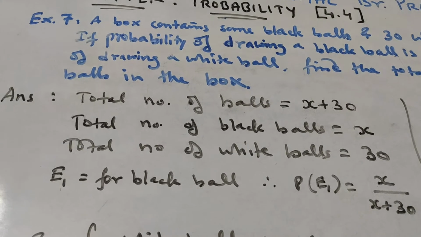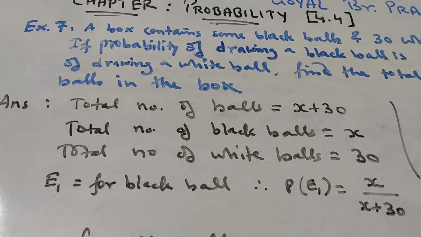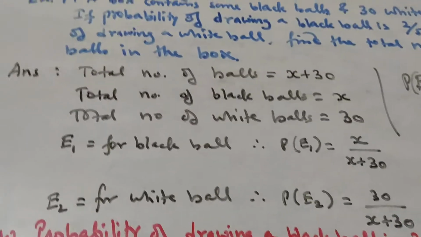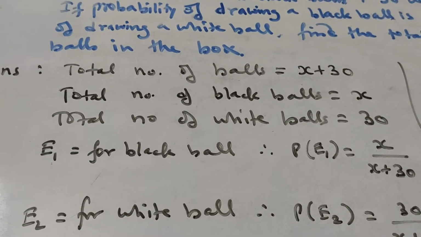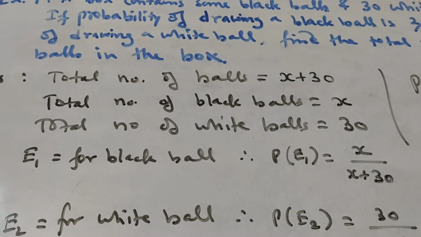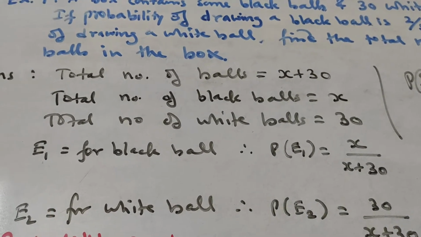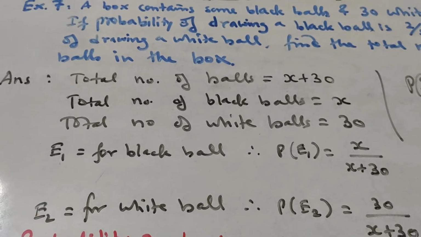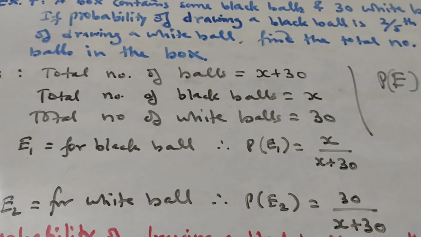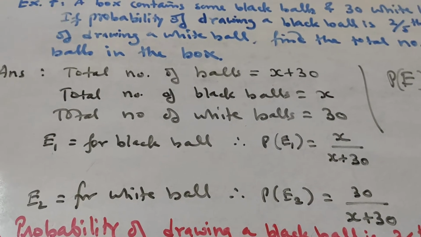Now E1 is the event of drawing the black ball out of the box, and we know the formula PE is equal to NE upon NS. Applying the formula for event 1, we get PE1 is equal to x upon x plus 30, since we don't know how many black balls there are. E2 is the event of drawing a white ball. How many white balls are there? 30. So PE2 is 30 upon x plus 30.